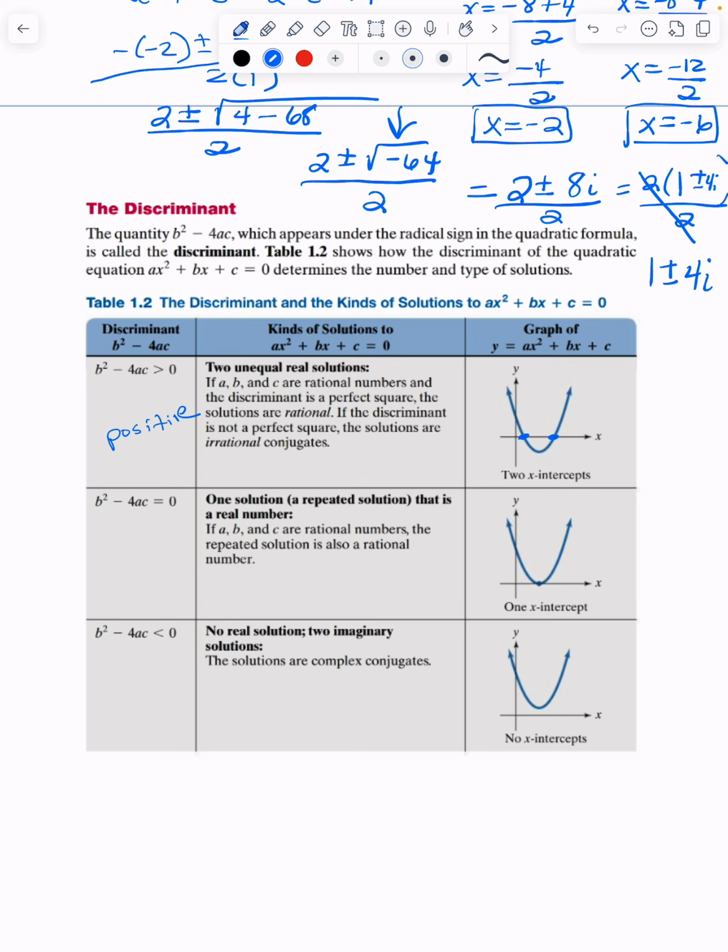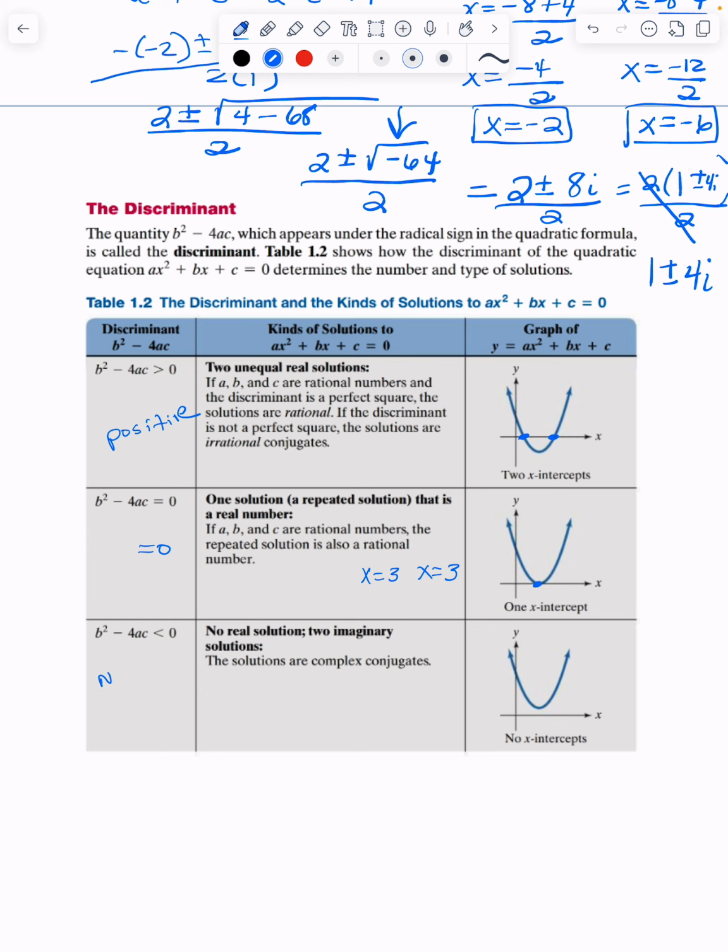If your discriminant equals 0, then you're going to have one solution. It's really a repeated solution. It's like getting the answer x equals 3 and x equals 3 when you factor. So if the discriminant equals 0, you have one solution. It is a real number.